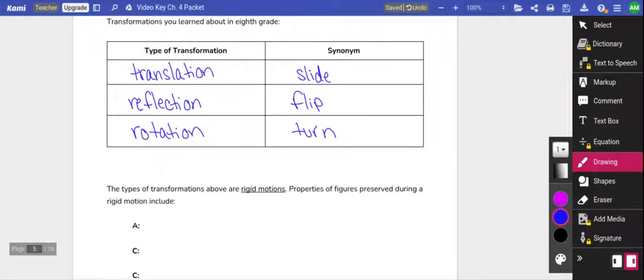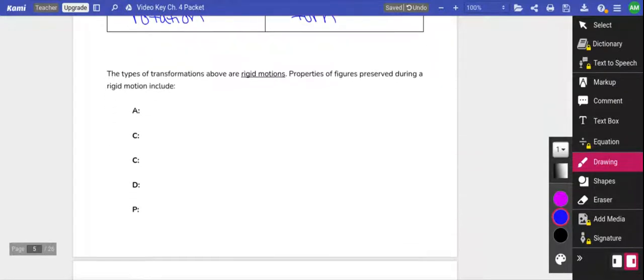These types of transformations that I just listed above are considered rigid motions. Think about the word rigid, meaning basically immovable, although these are moving across our grid. Properties of figures that are preserved during a rigid motion are below.